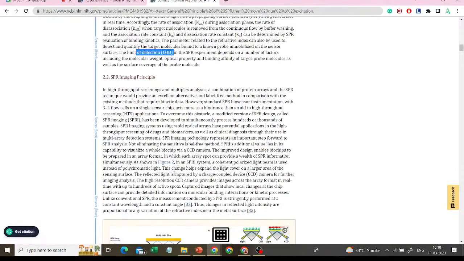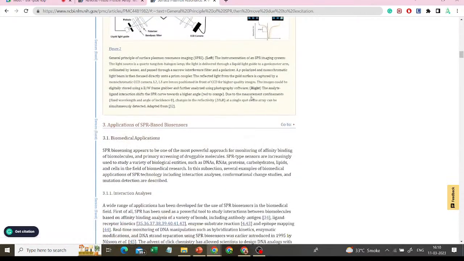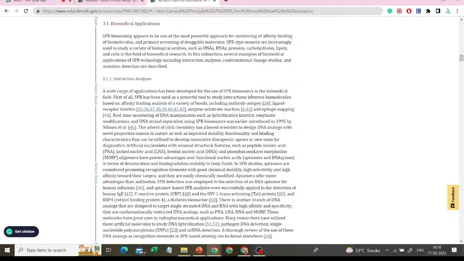SPR imaging is something different, the combination of protein arrays and SPR label-free methods. I think it will come in a subsequent lecture and we will discuss that. There is a wide range of applications for SPR biosensors, a powerful tool, as I told you. I am hopeful that you were clear with the lecture.